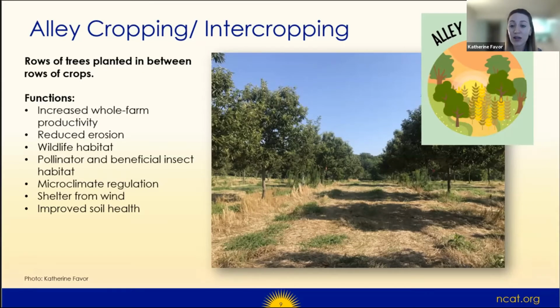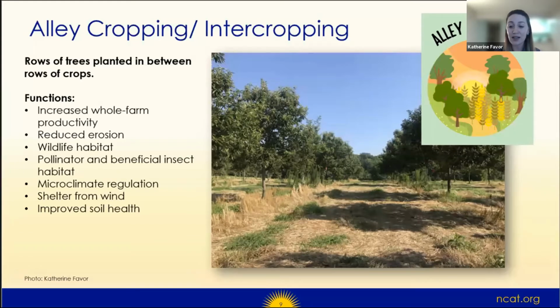And alley cropping is really great for a variety of reasons. It actually increases your whole farm productivity. Andy was talking about this as well with intercropping. If you have an agroforestry system, if you have 2 species in one system, each individual species might produce a little bit less, but the farm as a whole is going to have greater productivity. So this is really good for your farm's bottom line.